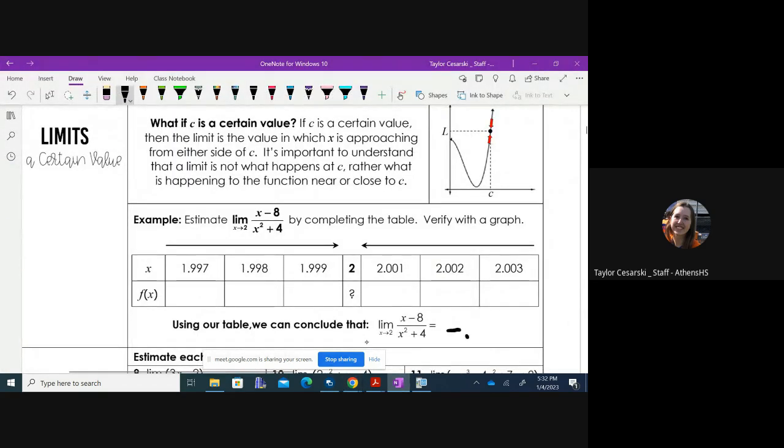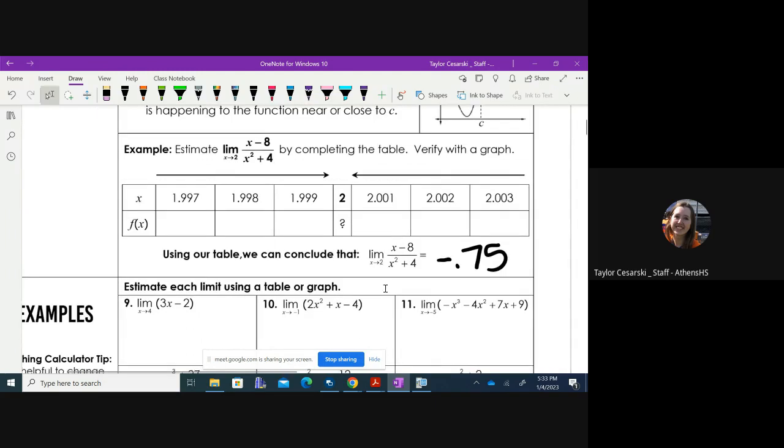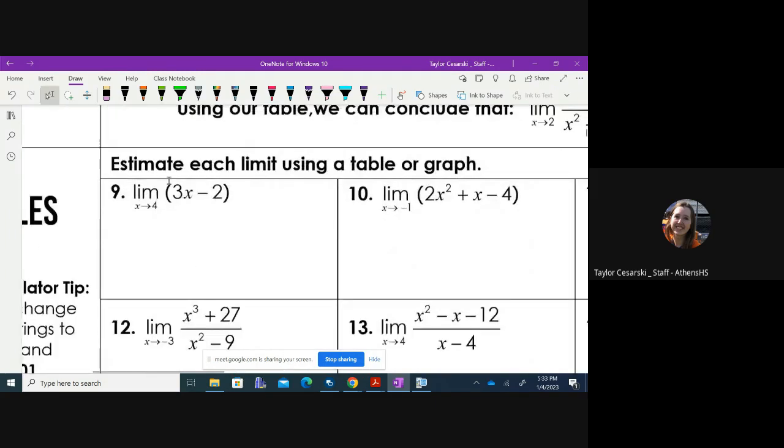So hopefully you saw that table on the Desmos, so I'm not going to retype that, but that means the limit as x approaches 2, meaning coming from the left side, coming from the right side, it's getting closer and closer to that -0.75. All right, so we're going to do the same thing with these examples here.